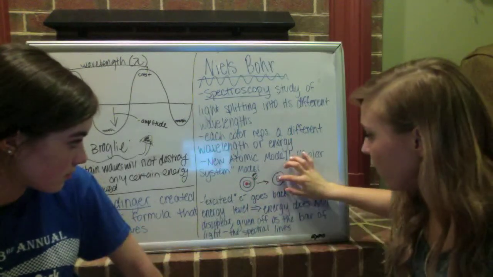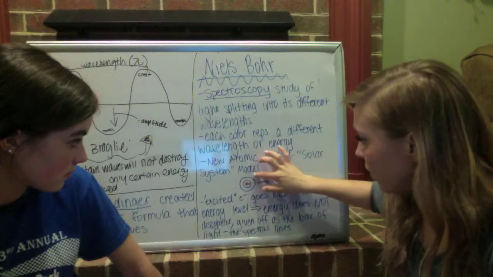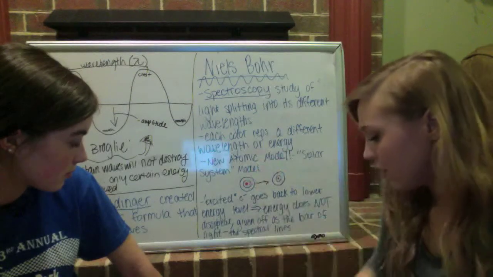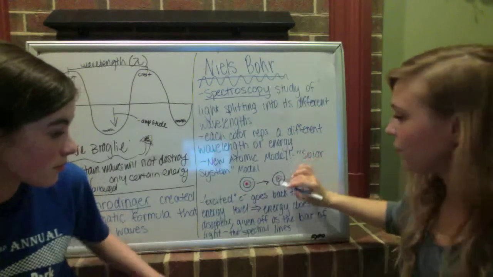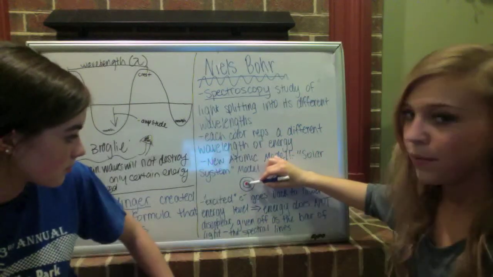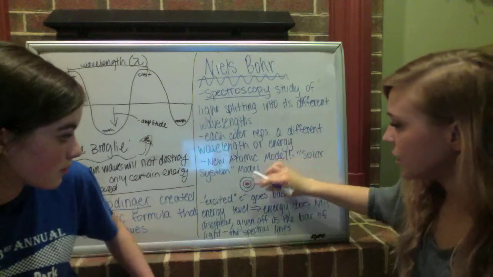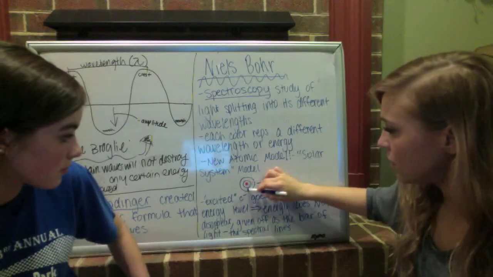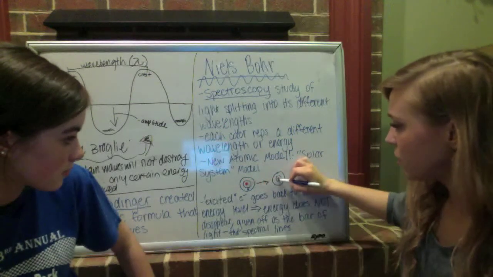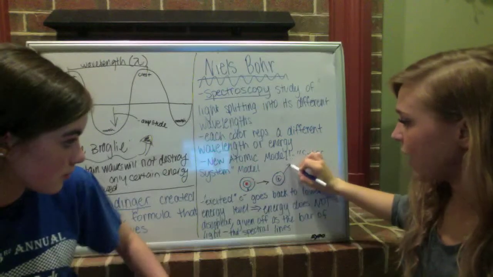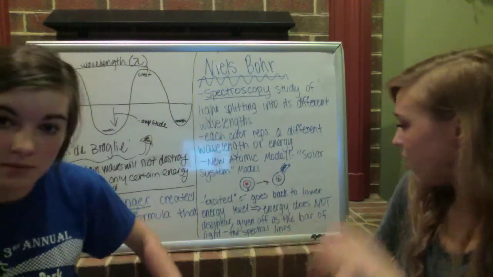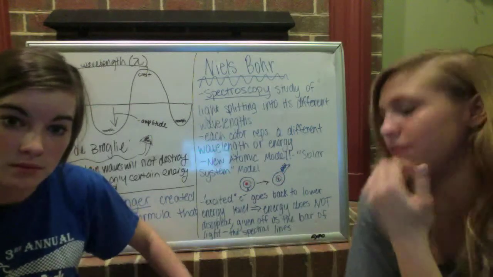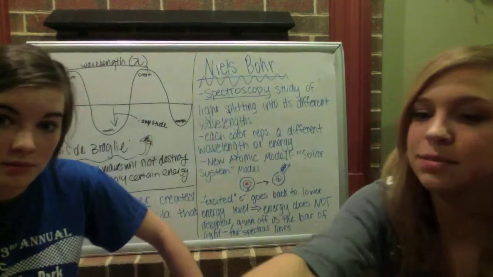So we'll see that after it has already gone out to a higher energy level, then it's going to go back inside. So it's going to go from the outside to the inside, and then light will be emitted. So all that energy does not disappear. It's given off as a bar of light known as the spectral lines.